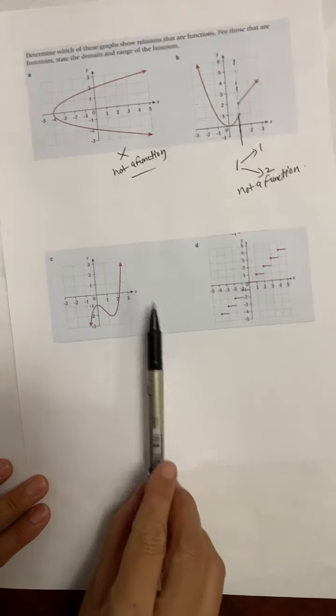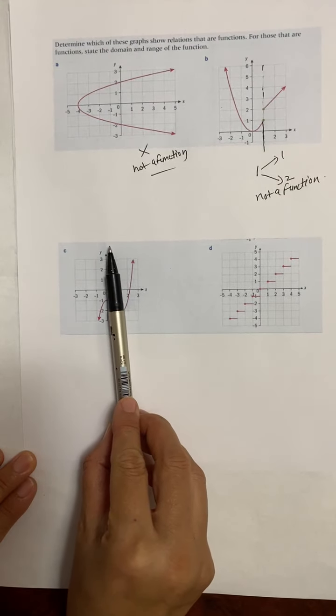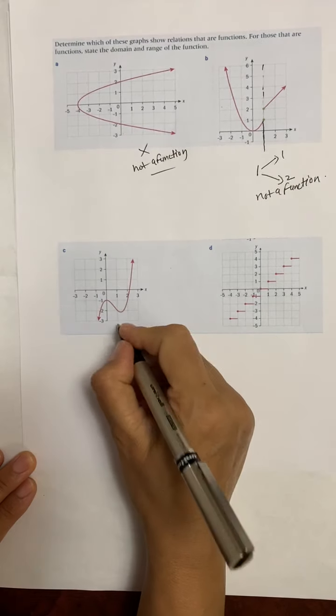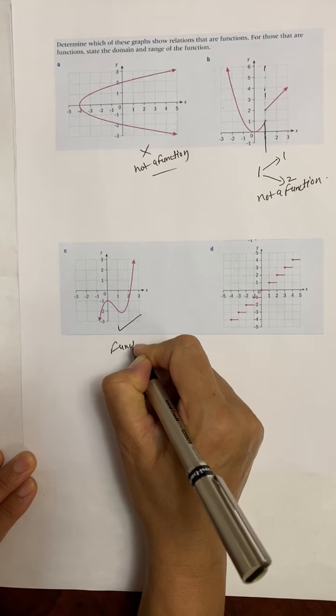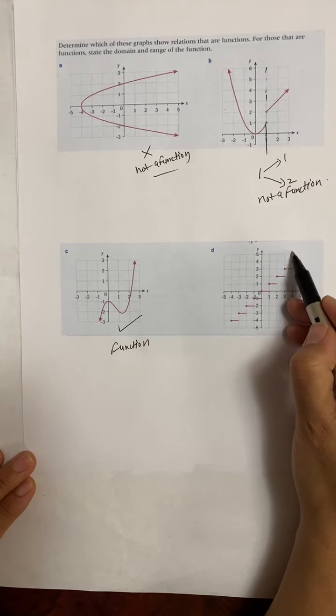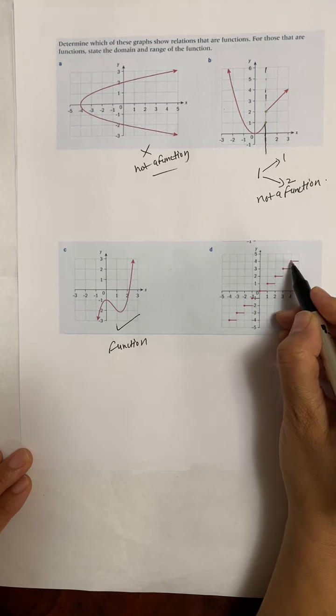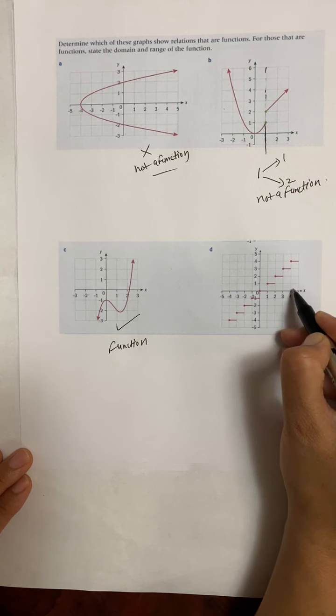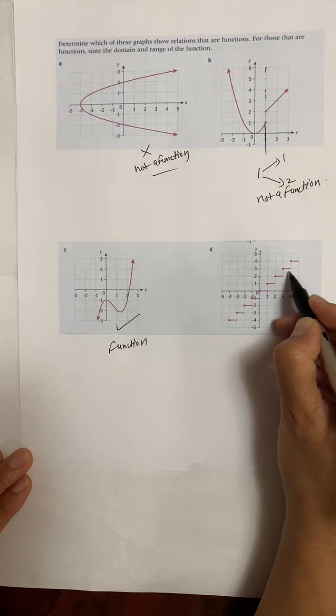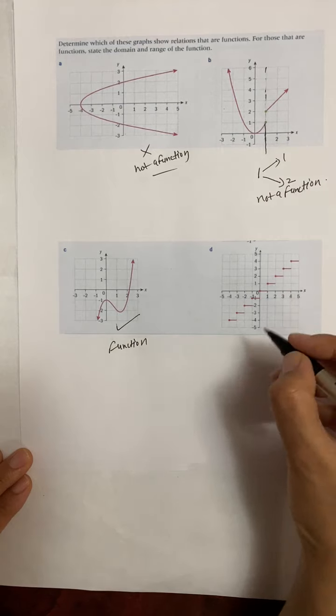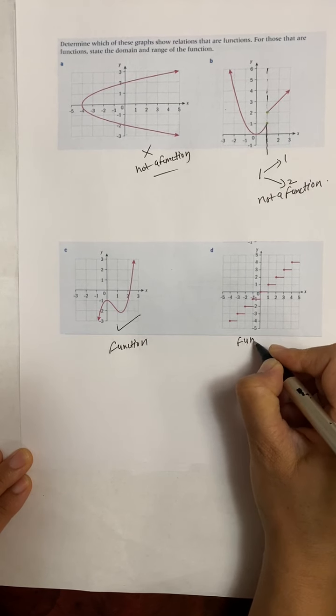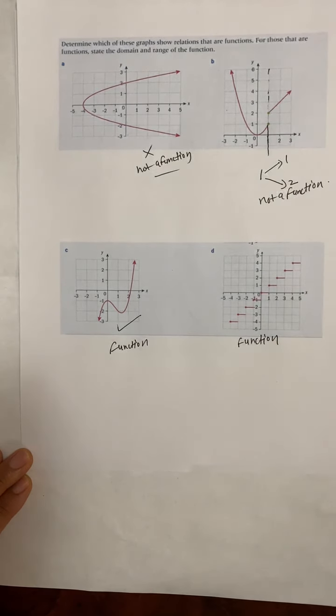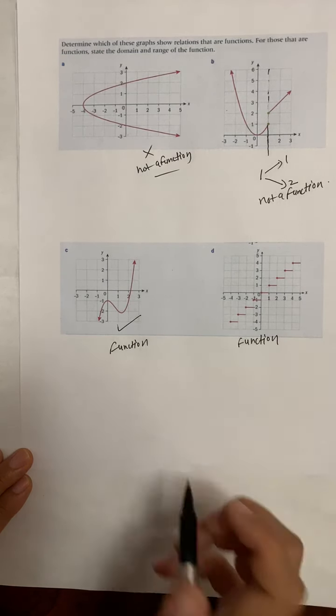And in this case, if you move a vertical line, it passes, so it's a function. And here, because this point is included, it's a piecewise function. This dot means 4 is included here, but 4 is not included here. So it also passes the vertical line test, so this is also a function. Now, if they are functions, we need to find the domain and range of those functions.